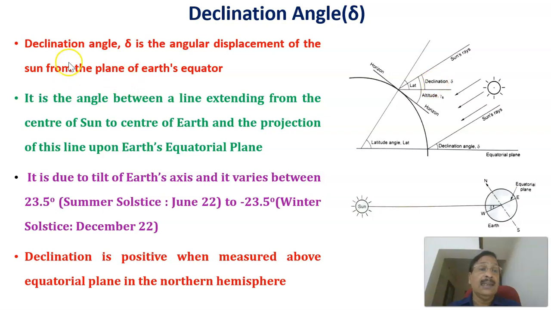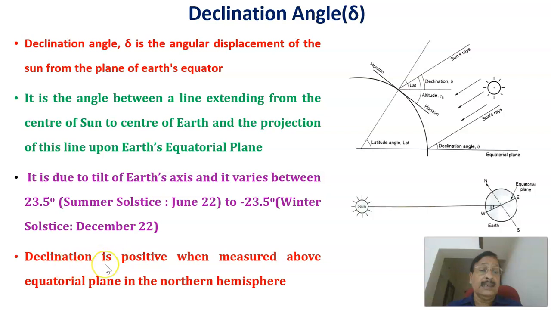The angle is the angular displacement of the sun from the plane of the Earth equator. That is called the declination angle delta. Or it is the angle between the line extending from the center of the sun to the center of Earth and the projection of this line upon the Earth equator plane. It is due to the tilt of Earth axis, and it varies from plus 23.5 degrees in summer solstice, June 22nd, to minus 23.5 degrees in winter solstice, that is December 22nd.